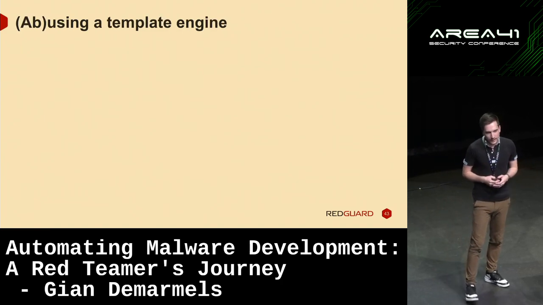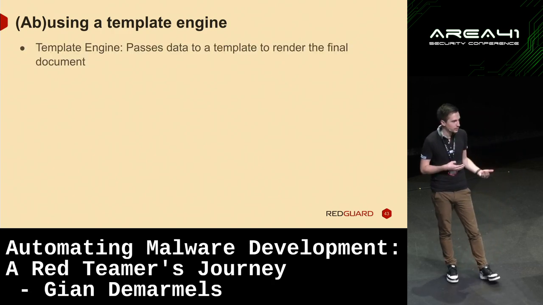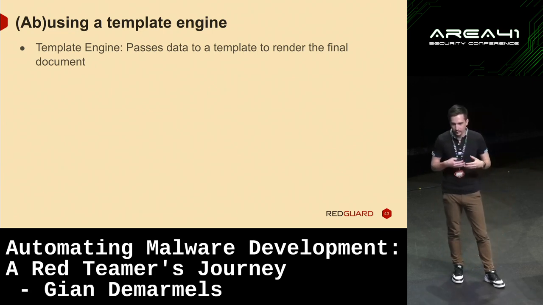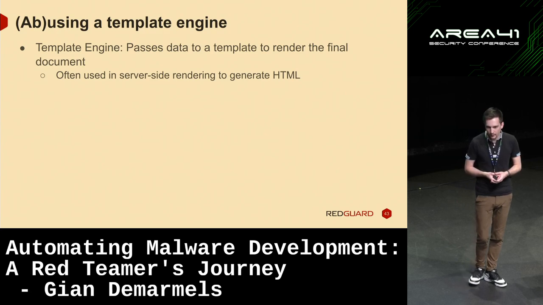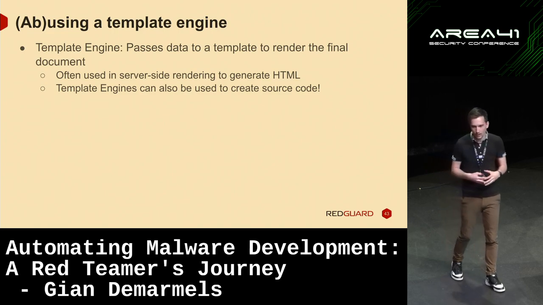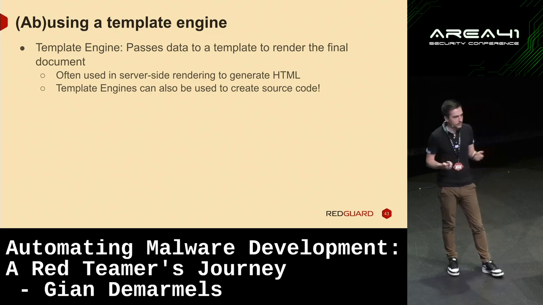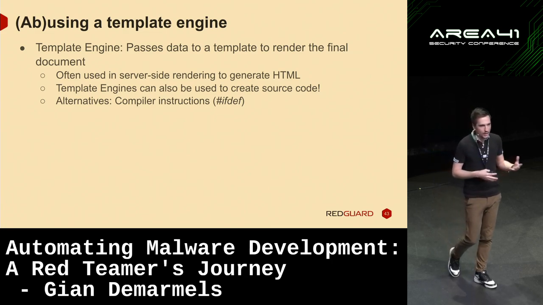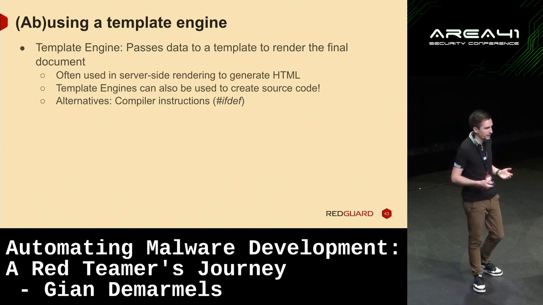The main approach, as already mentioned, is to use a template engine. I think most people know what a template engine is. You can throw a bunch of data to a template that then can be rendered to a final document. This approach is often used to generate HTML, for example, in server-side rendering. However, you can also use the same approach to generate arbitrary source code, which I used in my approach. An alternative would have been to use compiler instructions, but for the following reasons, I chose to go with the approach of a template engine.